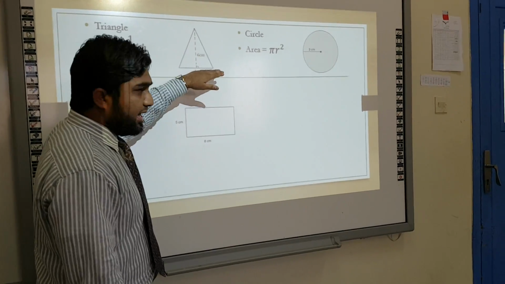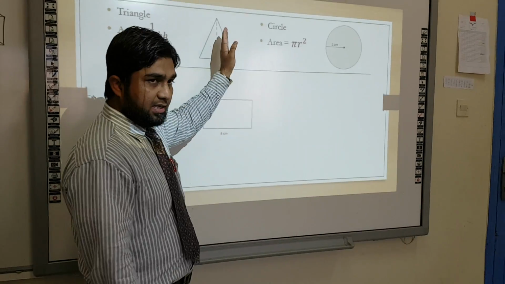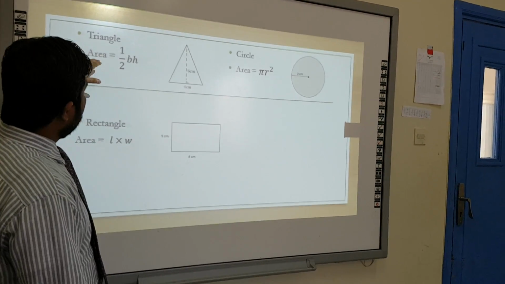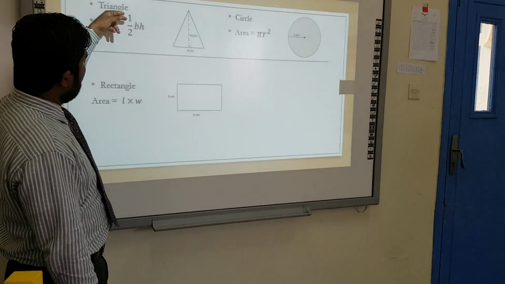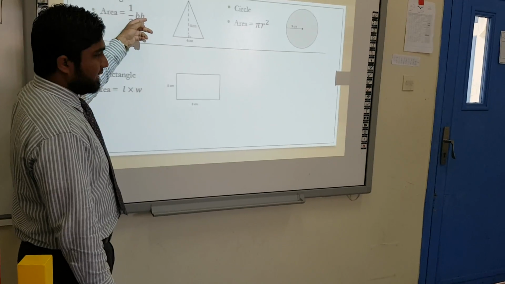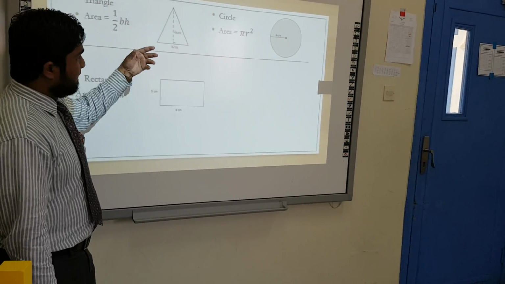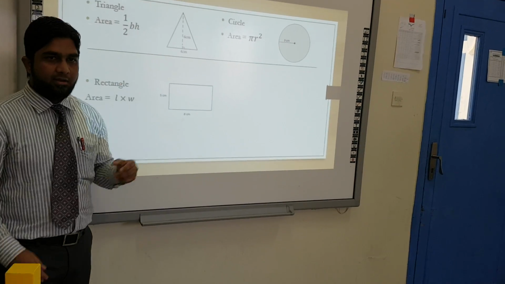If a triangle is given with a base and a height, we can actually find the area of a triangle. The rule to find the area of triangle is 1/2 base times height. So if we have the values of base and height, we can easily find the area of triangle.